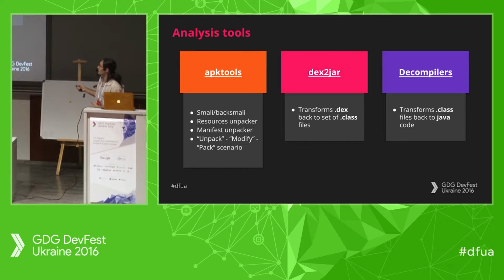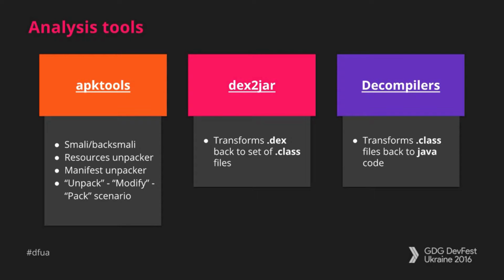The next tool is dex2jar. dex2jar allows us to convert DEX files back to a jar file with class files. And class files can be decompiled with any Java decompiler, and there are a lot of Java decompilers. All these tools are open source and consequently free.